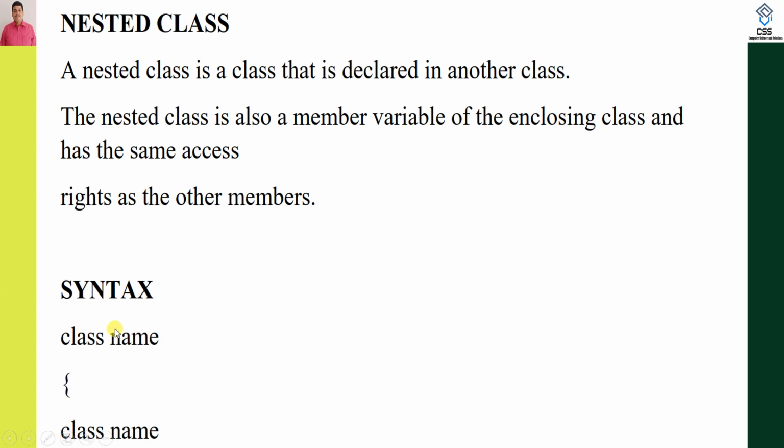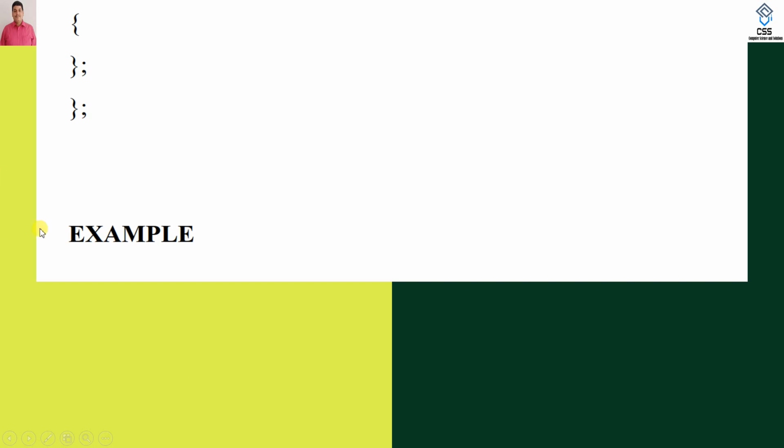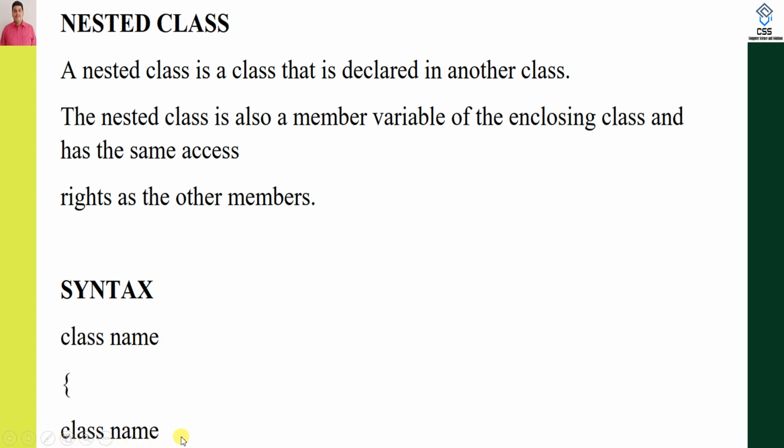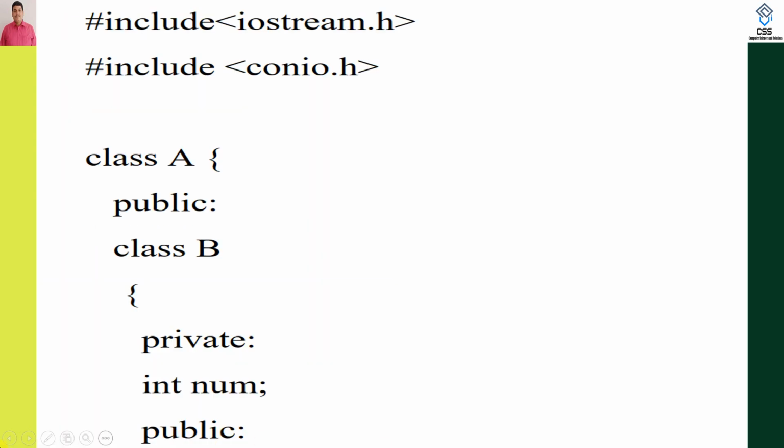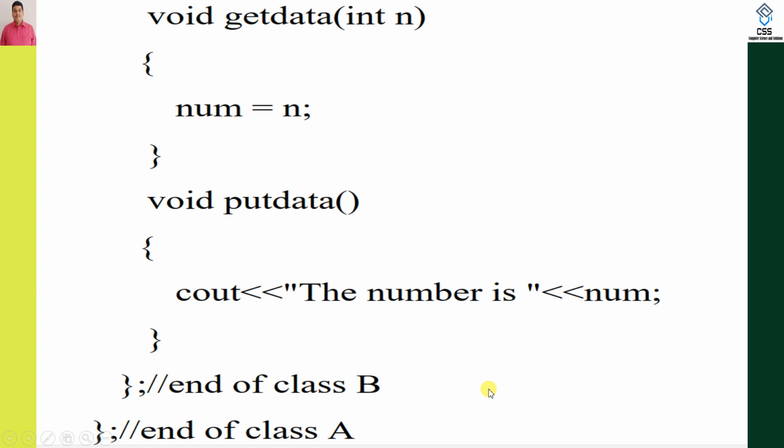How is the syntax? Class name, curly bracket opens its block, and again before closing the first class the second class starts. Finally, in leaf order, class starts, class ends; the main class, the external class, the outer class starts and ends. And here the second class is the concept of the nested class. We have to verify with an example: class A, then class B, whose member is num, and its methods are get data and put data. Now class B ends, then class A ends.